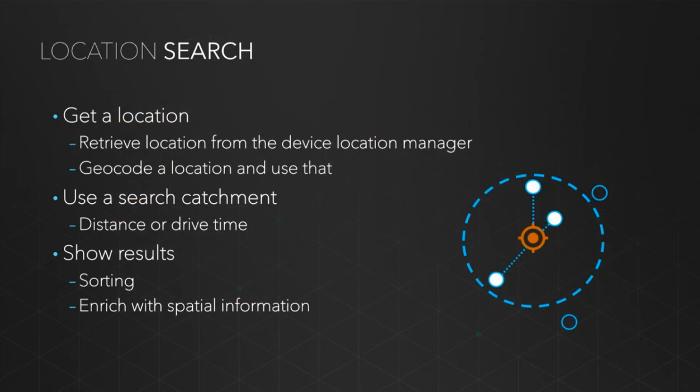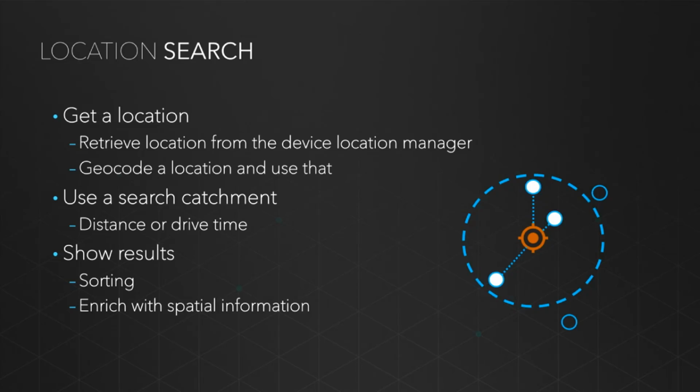So the pattern for how you use location as search is typically this. You get some kind of location, you either retrieve it from the device location manager or it's a geocoded location. And that's the kind of orange dot in the middle there. And then you use a search catchment to decide what features near that location you're going to find and present to your users. And this means that geographic searches have to have some kind of bounding, okay? You can't just ask for the nearest 100 features because actually the algorithm for that is quite difficult. We haven't solved that in ArcGIS.